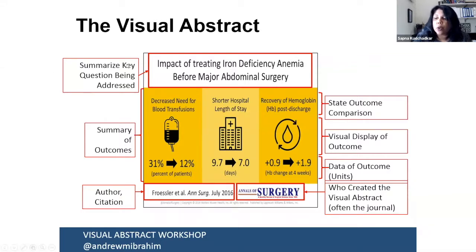You summarize the key questions, summarize the outcomes, and include the citation and the author who created the visual abstract. Often it's the journal, but it doesn't have to be. You can actually take a proactive role in that, and we'll talk about that as well. And then a visual display of the outcome is very key.